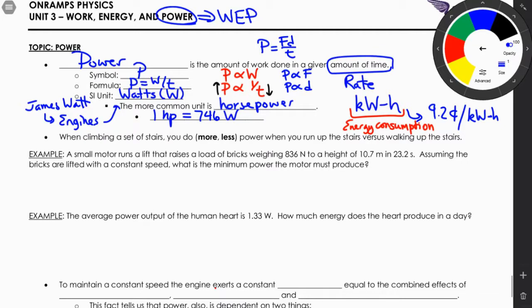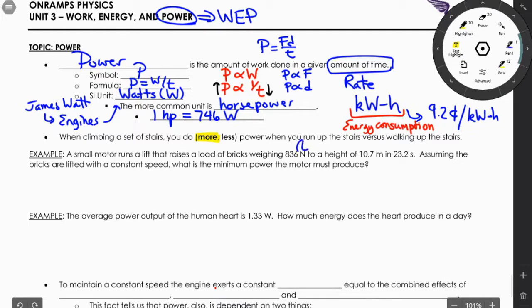Now, go back to this next statement. It really talks about the relationships. So when you're climbing a set of stairs, you're going to generate more power when you run up the stairs versus walking up the stairs. Why? When you run, it takes less time than when you walk. And you go to the relationship: if I decrease the time, I increase the power produced.